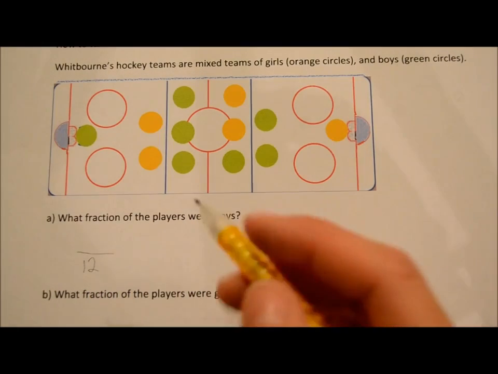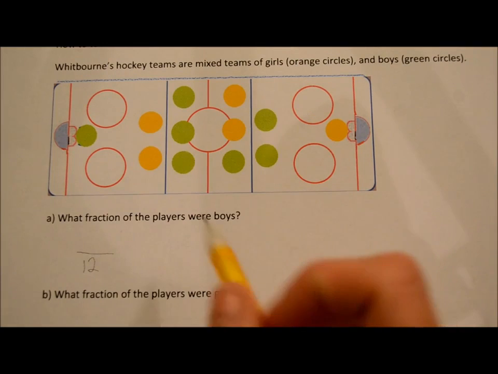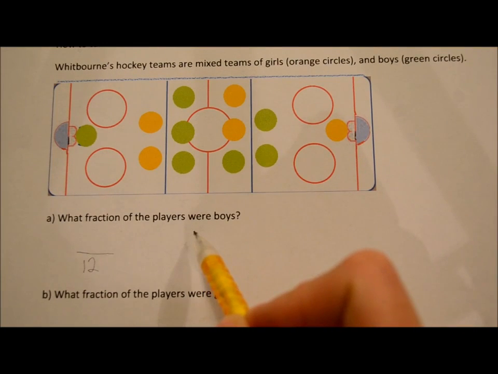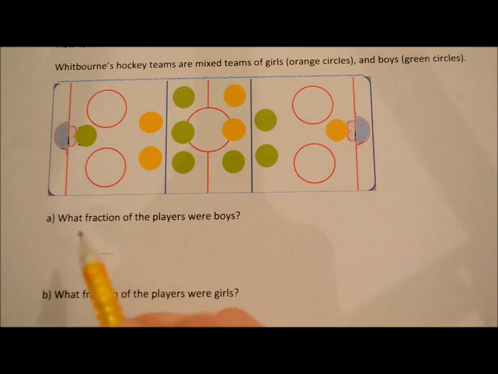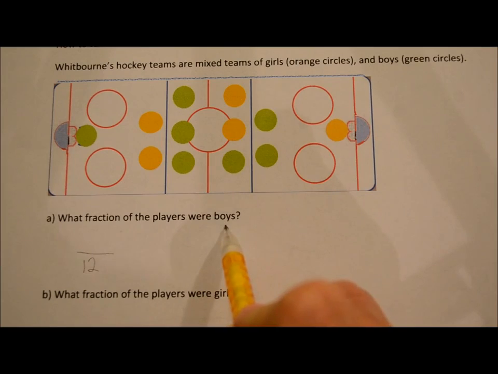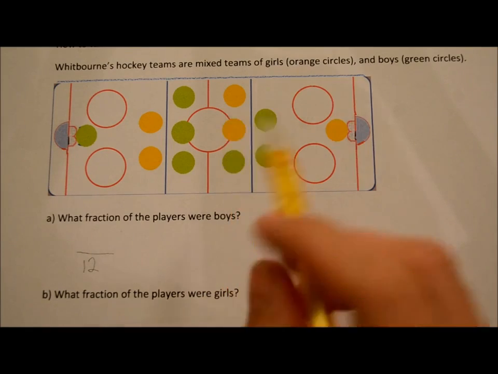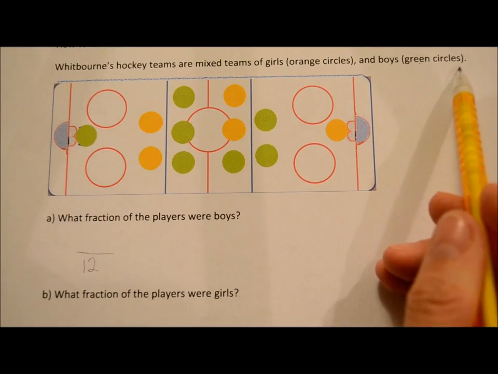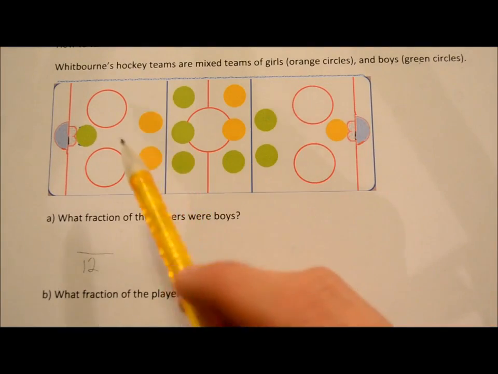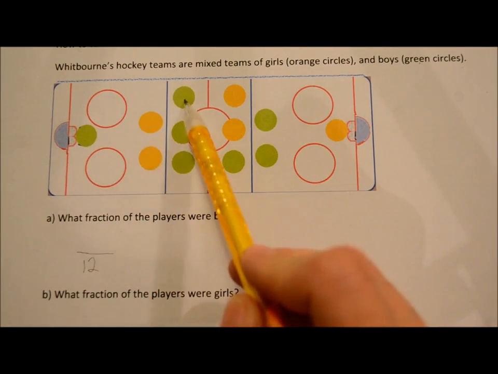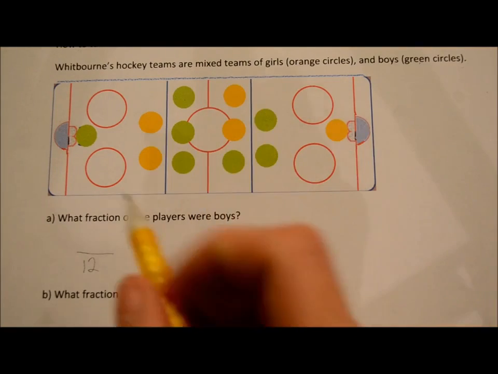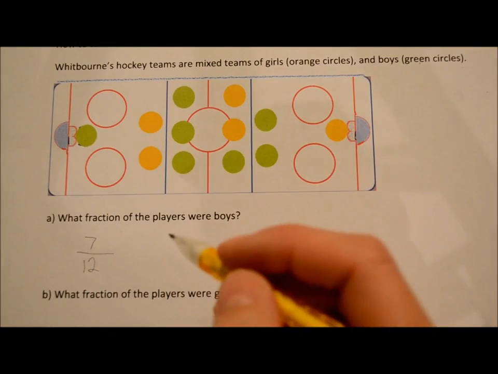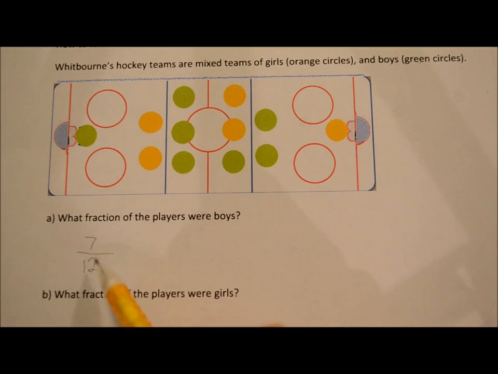All right, so for the numerator, that's what it's specifically asking us about. So now I'm not looking at the total number of players, I'm only looking at what fraction are boys. And if I look back to my description here, the boys are the green circles. So we're going to count just the green circles. 1, 2, 3, 4, 5, 6, 7. That is our numerator, our number on top. And that's it. So 7/12 of the players were boys.